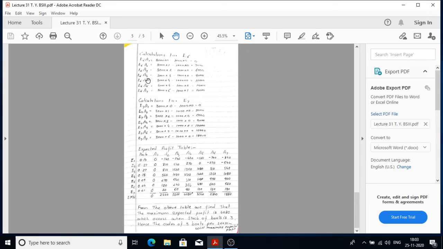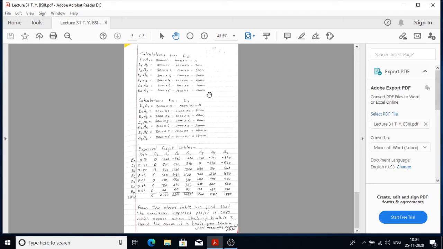E6 A5. We have 4 boats in our stock. Demand is for 5 boats, but we can sell 4 boats. So 3000 into 4, the answer becomes 12,000. E6 A6. So demand of 5 and stock of 5. So 3000 into 5, that becomes 15,000. E6 A7. Demand is for 5, but stock is for 6. Naturally, one boat will remain unsold. So 3000 into 6 minus 1000 into 1. So answer becomes 14,000.